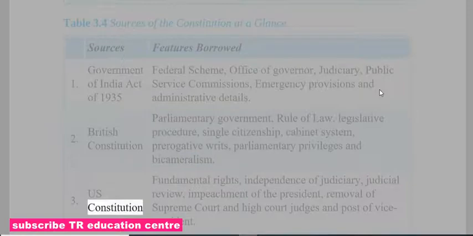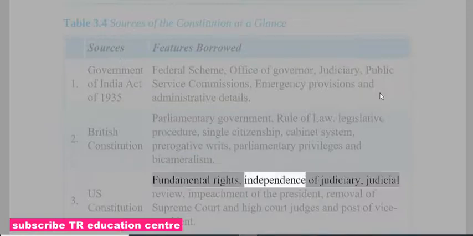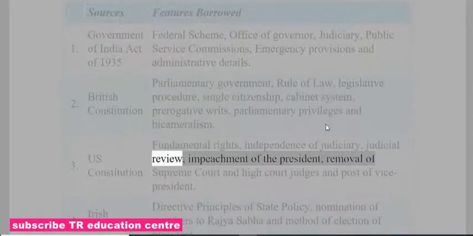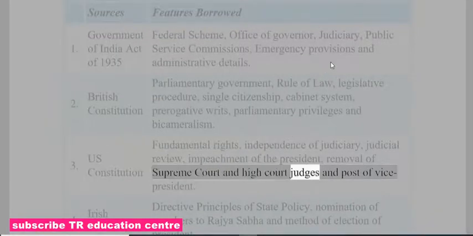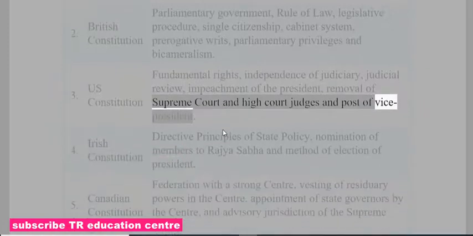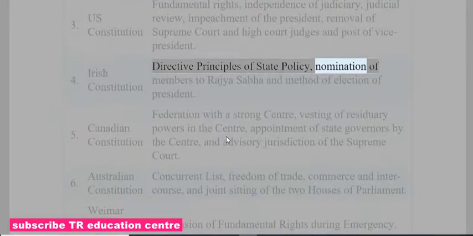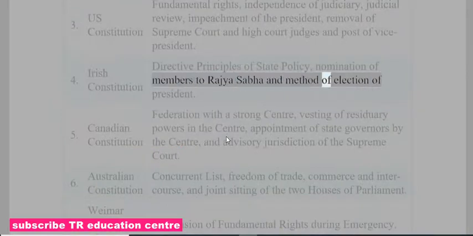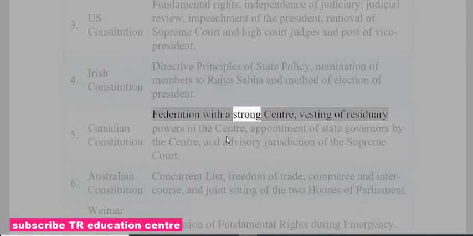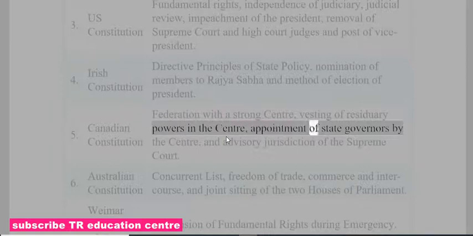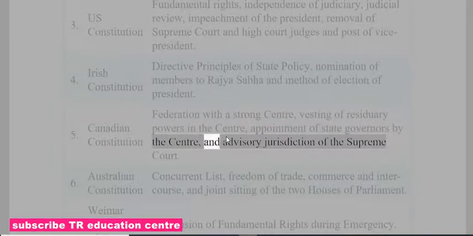3. U.S. Constitution: Fundamental Rights, Independence of Judiciary, Judicial Review, Impeachment of the President, Removal of Supreme Court and High Court Judges and Post of Vice President. 4. Irish Constitution: Directive Principles of State Policy, Nomination of Members to Rajya Sabha and Method of Election of President. 5. Canadian Constitution: Federation with a Strong Centre, Vesting of residuary powers in the Centre, Appointment of State Governors by the Centre, and Advisory Jurisdiction of the Supreme Court.